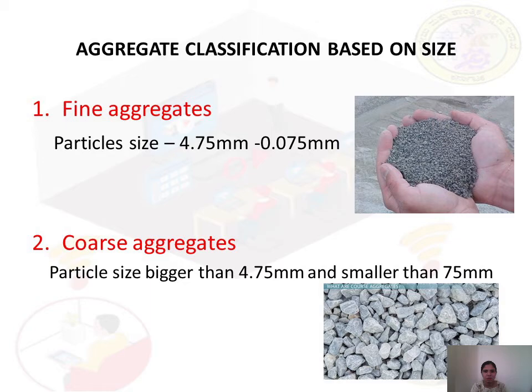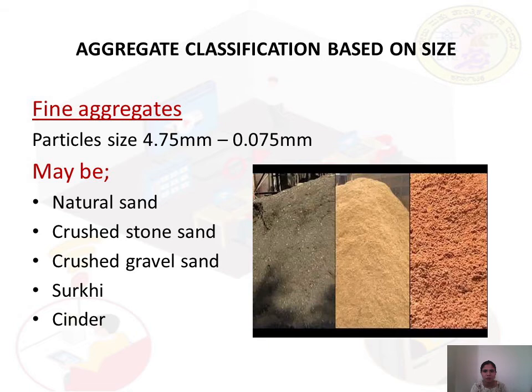And coming to this fine aggregate, details of fine aggregate. Particle size is 4.75 mm to 0.075 mm. Examples for fine aggregates are natural sand, which is obtained from river or seas. You can see in the sketch. And then crushed stone aggregates, when stones or rocks are crushed into the particle size of sand. Crushed gravel aggregates, when the stones or gravels are crushed into the size of fine aggregate.